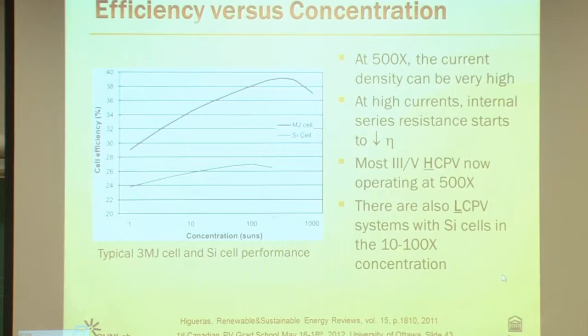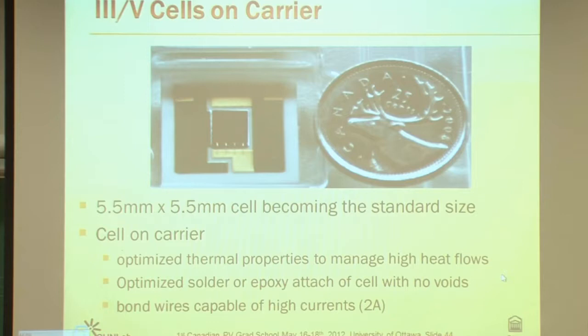Here's what a cell on carrier looks like. Cells are either 1 centimeter by 1 centimeter, or nearly half of that, or a quarter size of that. 5.5 by 5.5 millimeters on each side is becoming the standard. This is really important, getting that cell properly bonded to the carrier, because there's a lot of current running through these cells, and so a lot of heating as well on this very small thing.